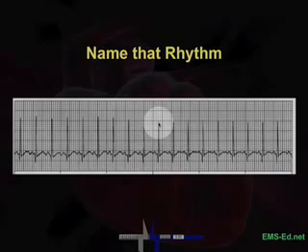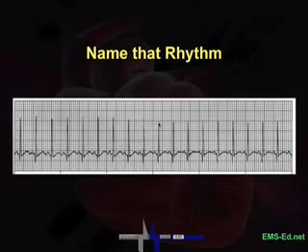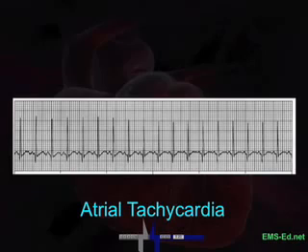Sinus tach? Maybe, but not in an adult. The normal sinus in an adult at rest is not believed to be capable of going much over 150 beats per minute. This is not sinus tach. This is not a compensatory mechanism. This is atrial tach.